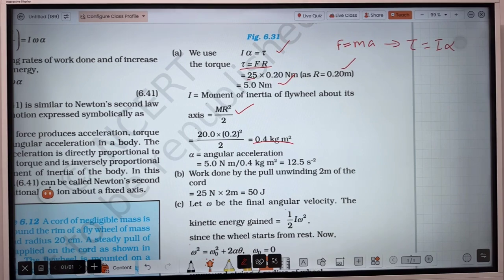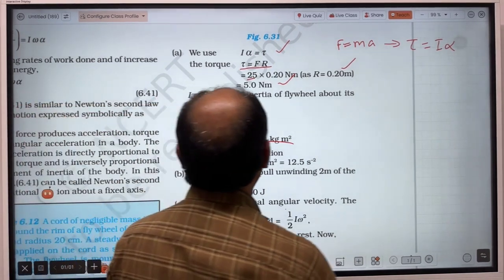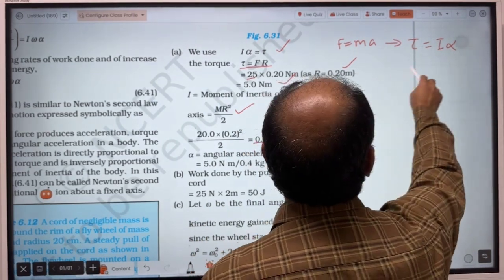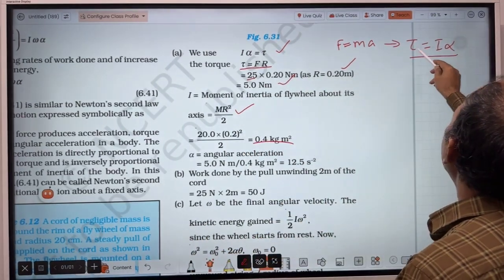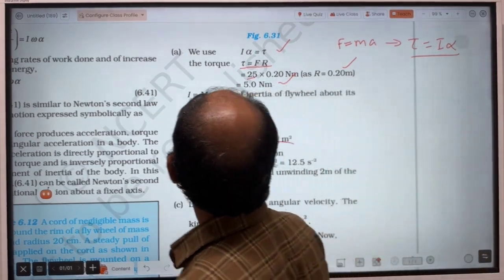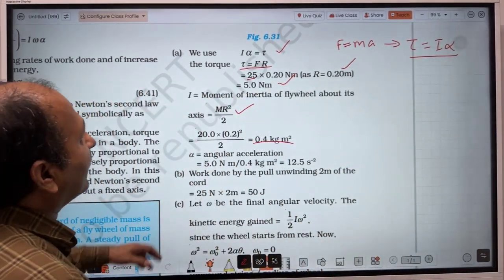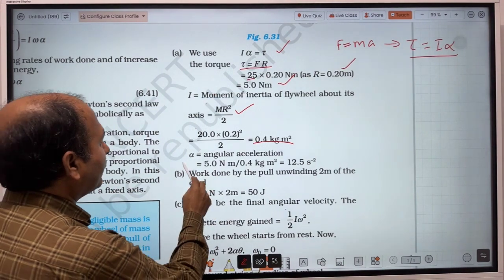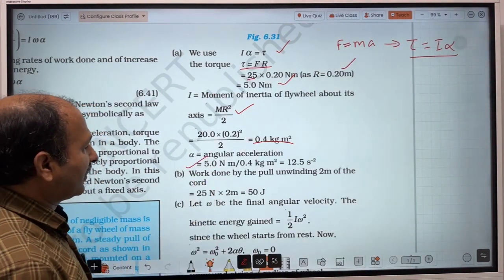And angular acceleration, here we can find angular acceleration. So what formula? Alpha will be tau divided by I. We put the values. We have got I, we have got tau. So from there we can get this value, and then comes work done.